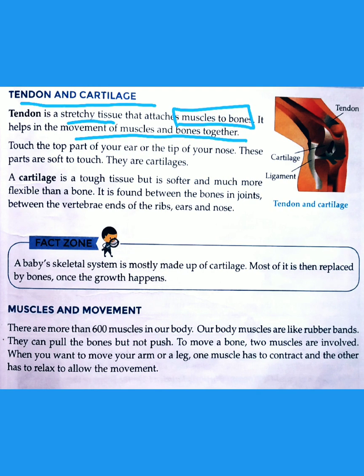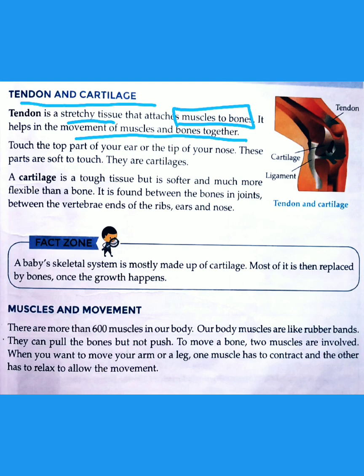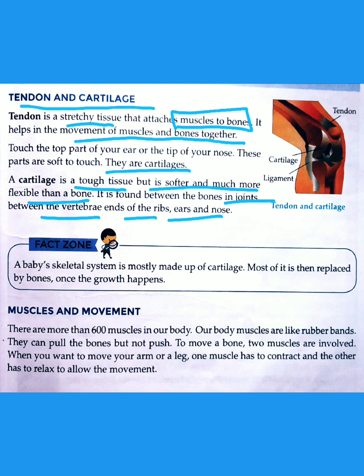Next is cartilage. Before that, touch the top part of your ear or the tip of your nose. You can feel that that part is quite soft. It's not hard like a bone. So they are made up of cartilage. Cartilage is a tough tissue but is softer and much more flexible than a bone. And it is found between the joints, between the vertebrae, at the end of the ribs, as well as in ears and nose.